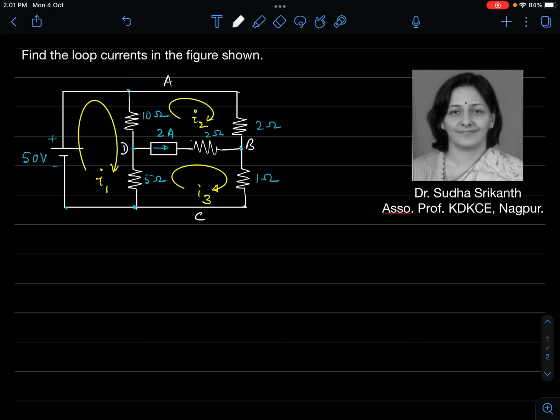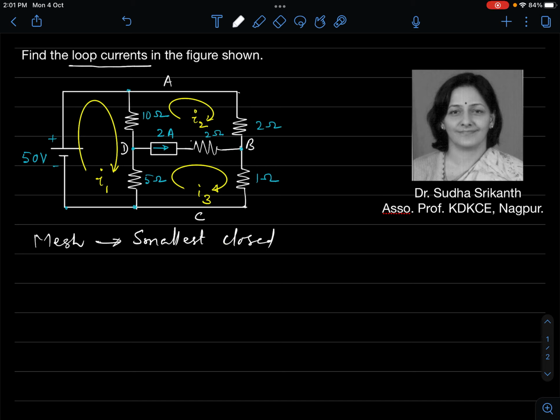We can identify 3 meshes here. The problem states: determine the loop currents. The words loop and mesh are used interchangeably more often than not. However, there is a distinction between a loop and a mesh. A mesh is what we call the smallest closed path.